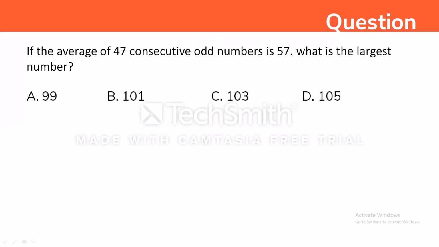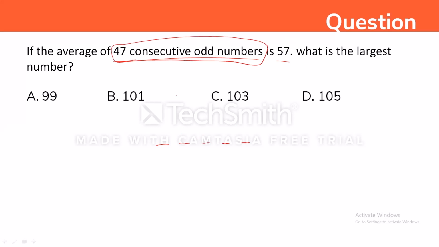Okay, just read out this question. If the average of 47 consecutive odd numbers is 57, find the largest number. See here, in the previous questions we solved, it was just four numbers or five numbers. It is easy for you to draw five lines and try to solve it.